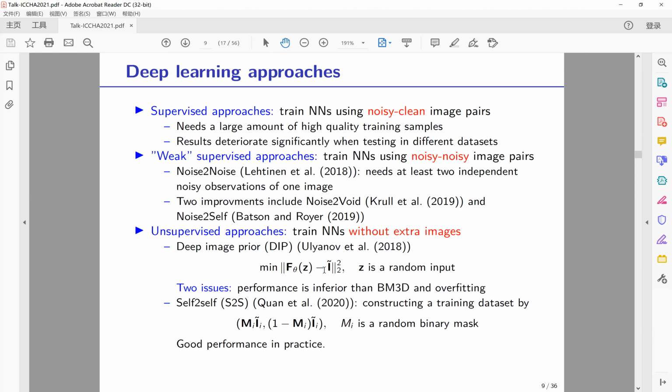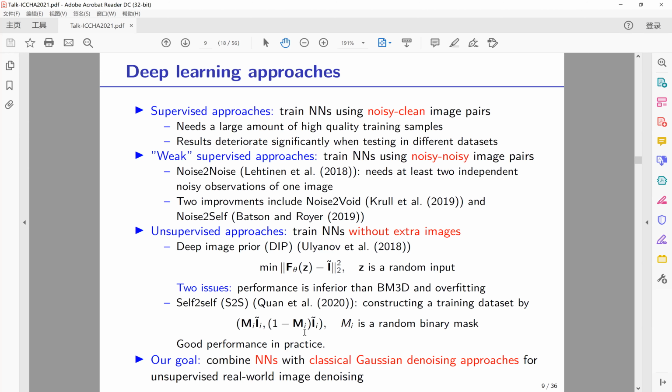However, I can use a random mask to construct many training pairs, many noise-to-noise training pairs. Because if I add the mask here, mi, and add the 1 minus mi as my target, then I can use this as my training pairs to train my neural network.